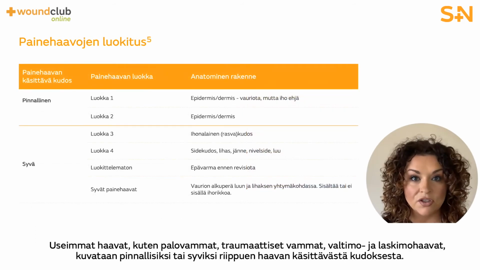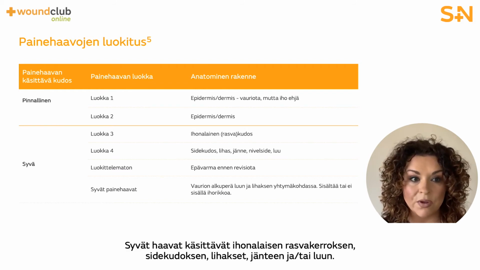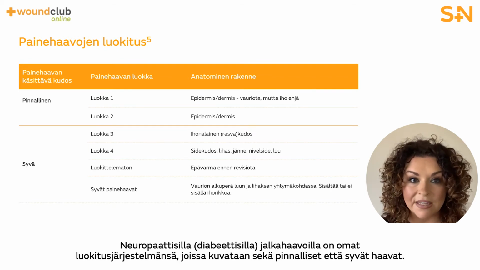Most wounds, such as burns, traumatic injuries, arterial and venous ulcers, are described as partial thickness or full thickness, depending upon the tissues involved. Partial thickness wounds involve the epidermis and the dermis. Full thickness wounds involve the subcutaneous fat, fascia, muscles and or bone. Neuropathic or diabetic foot ulcers have a separate classification system, which include partial and full thickness in the descriptions.